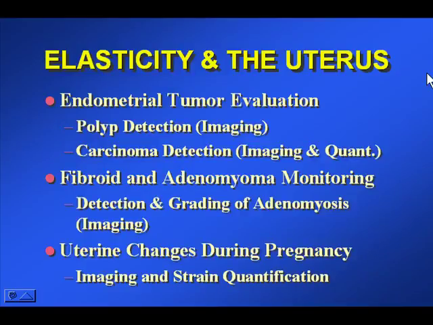In the uterus, several things can be studied. Endometrial tumors can be evaluated, primarily to distinguish between cancers, polyps, and fibroids. Within the myometrium, fibroids and adenomyomas could be monitored. Perhaps it could be used to grade the severity of adenomyosis. It's not clear whether adenomyosis will produce increased or decreased stiffness of the myometrium. This entity remains to be studied. And there's been some recent work on uterine changes during pregnancy suggesting that softening of the cervix, which is an indicator that the woman's ready to deliver, may be studied using elastographic imaging.